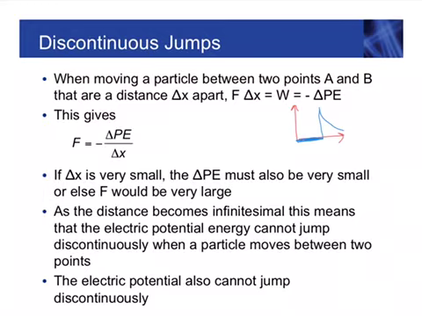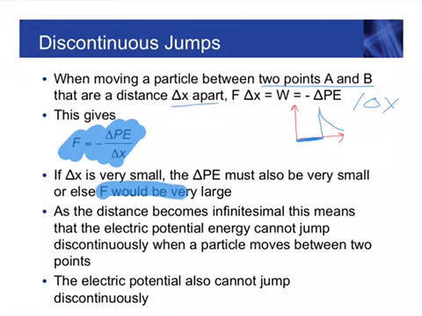Let's consider a particle that moves between two points A and B that are a distance delta x apart. So the change in potential energy is equal to F times delta x. If we divide this expression by delta x, we get the formula that force is equal to negative change in potential energy over distance. So if delta x is very small, then the change in potential energy must also be very small. Otherwise, F would be very large, so it is impossible.